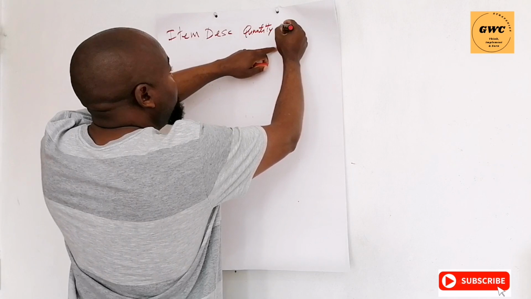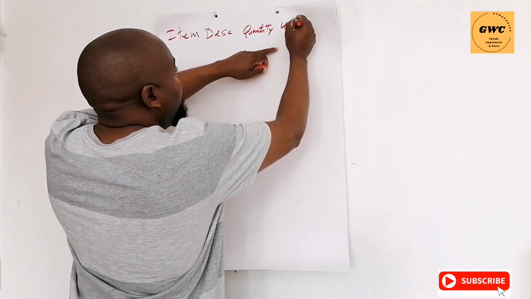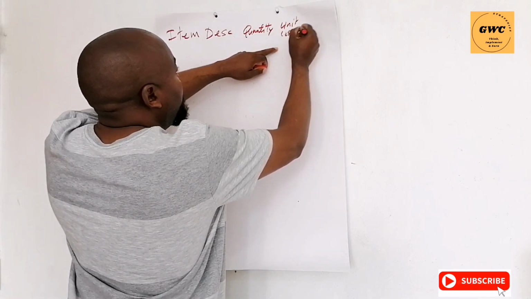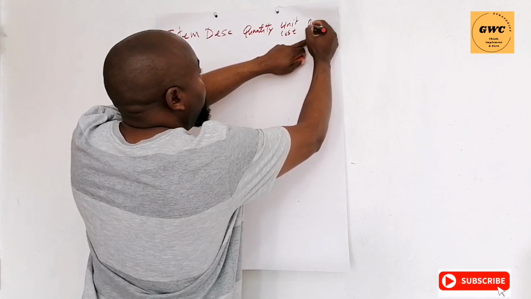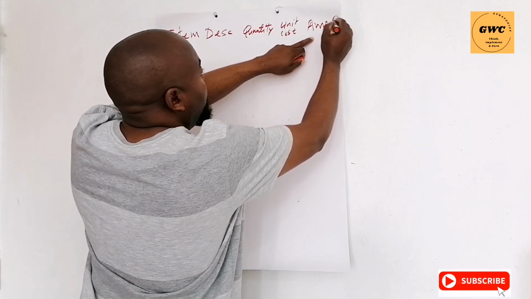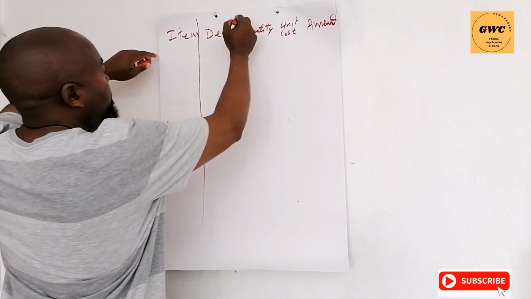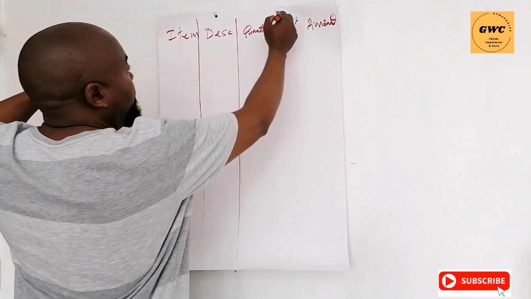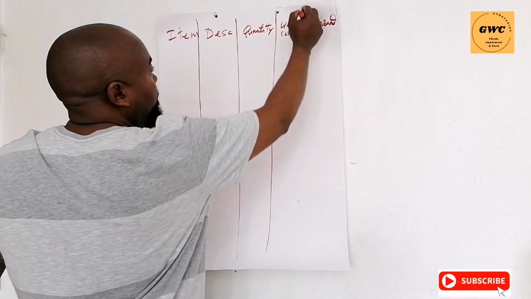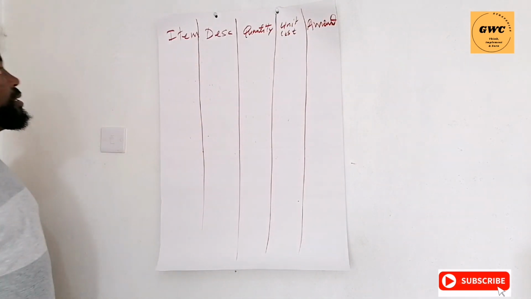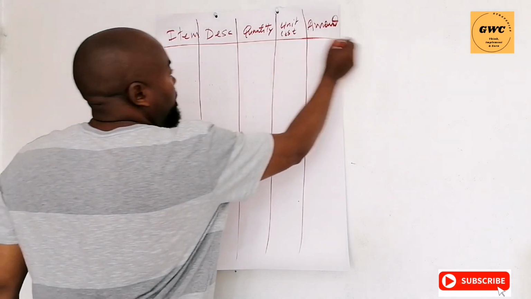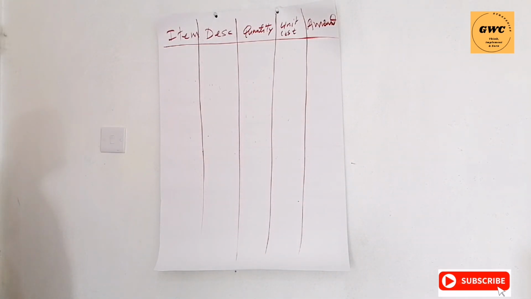Let's have a unit cost, and then let's have the amount at this point. So that's a simple table that we're working on like this, and let's see if these numbers make sense.